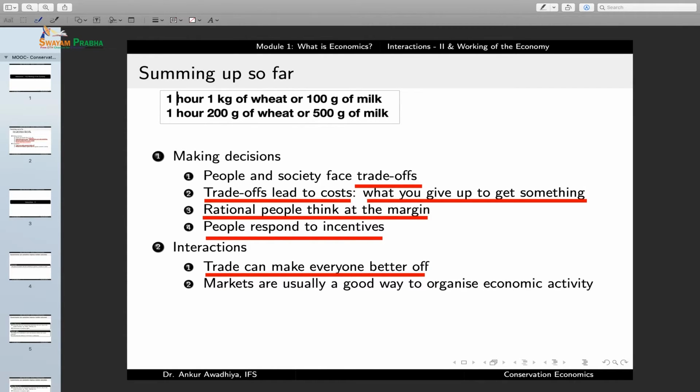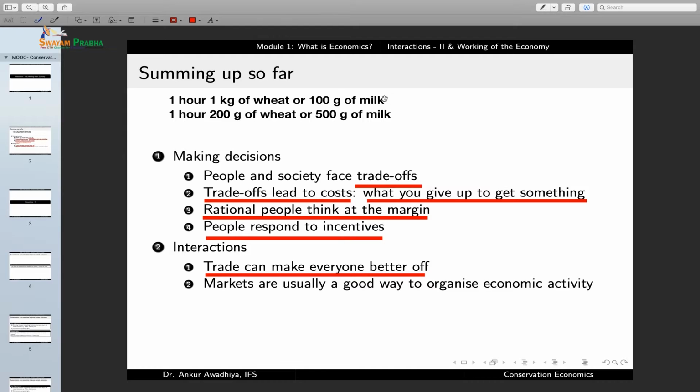Now here we can see that I am at a much better position at growing wheat, because in 1 hour I can make 1 kg of wheat than this other person who can only make 200 grams of wheat. So if I specialize in making wheat, I can spend more and more time in growing wheat, and then our society will have much more amount of wheat than if both of us were doing both wheat and milk production.